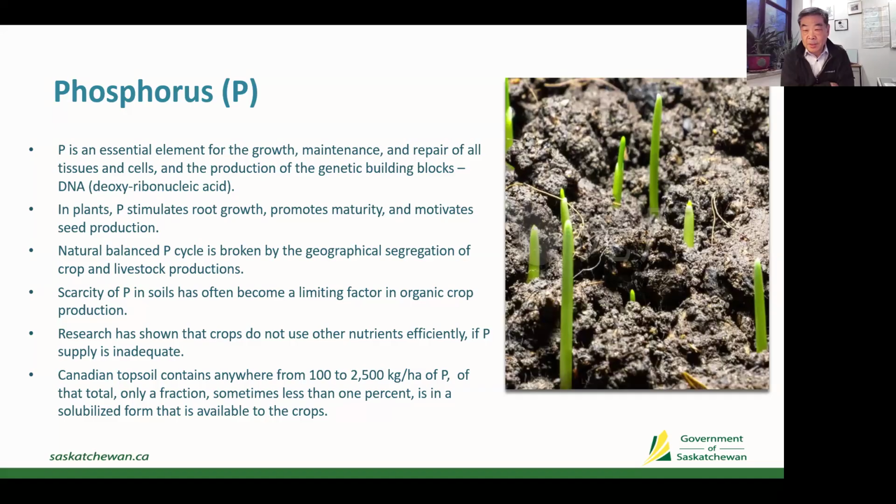Phosphorus stimulates root growth, promotes maturity and motivates seed production. In the past, over 95% of the world's mined rock phosphate was used in agriculture to produce phosphorus fertilizers. The other 5% of the rock was used by the manufacturing industry, including production of solar panels and lithium batteries for power tools and electric vehicles.